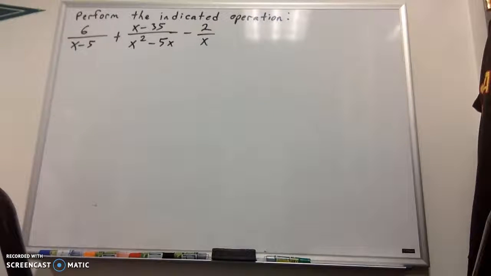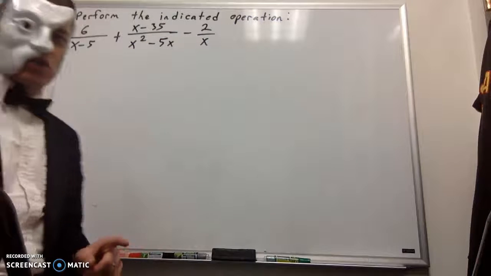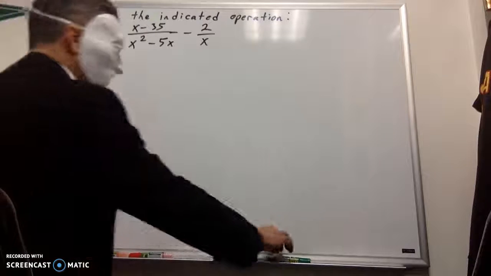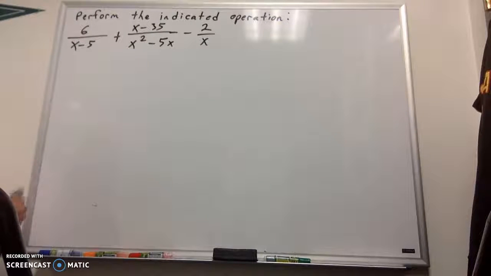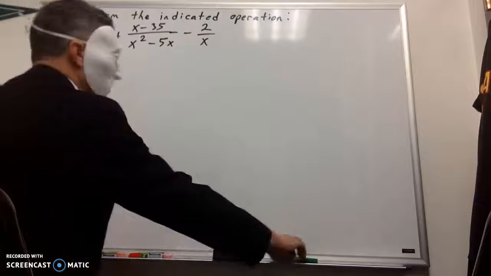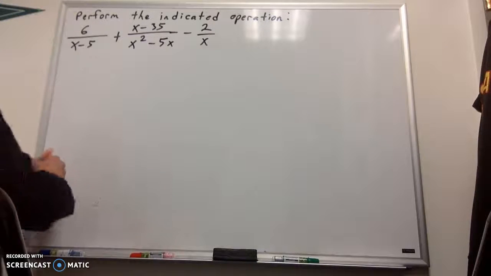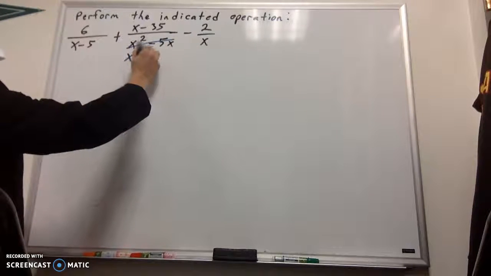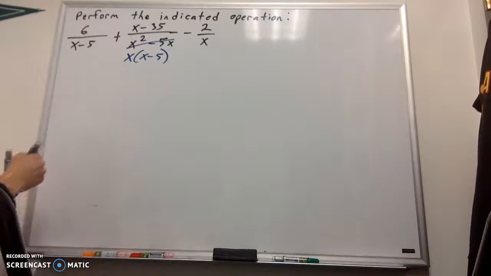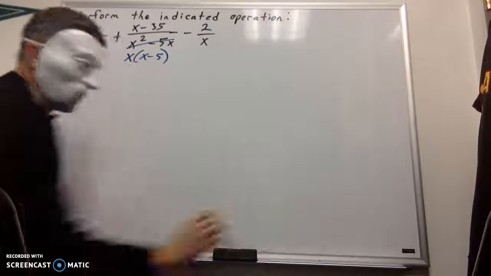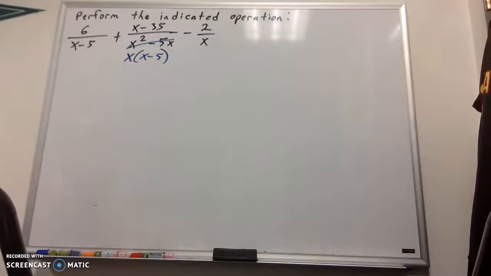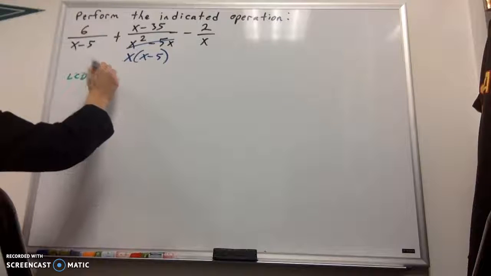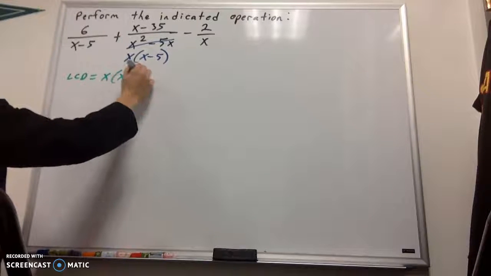We're going to perform the indicated operation. We've got addition and subtraction. So let's see how this works. First, we need to find the least common denominator, but before I even do that, I need to see what I can simplify. This x squared minus 5x, I'm going to factor out an x. And that gives me x times the x minus 5, right? So, what's my least common denominator? Everything in the denominator is factored, and that's what I should do first. Well, it's going to be x times the x minus 5, right?